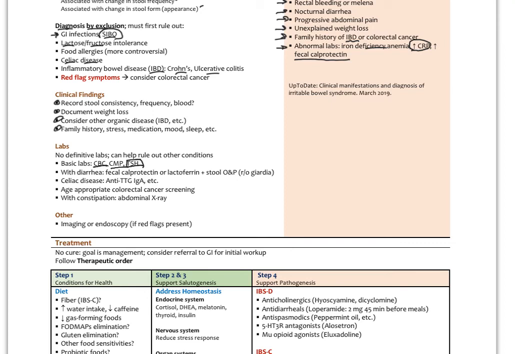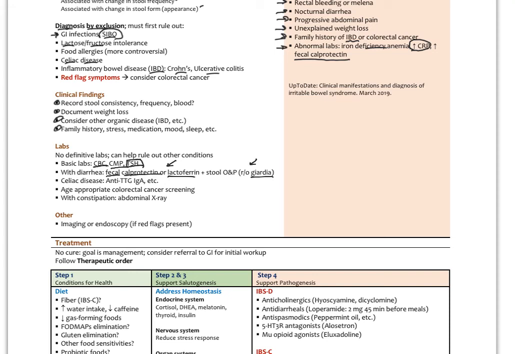With diarrhea, we'll look for fecal calprotectin in a fecal sample or lactoferrin, as well as a stool O&P to rule out Giardia. So those are classic tests that are done with the diarrhea subtype to rule out, in this case, IBD, or in this case, infection with Giardia.